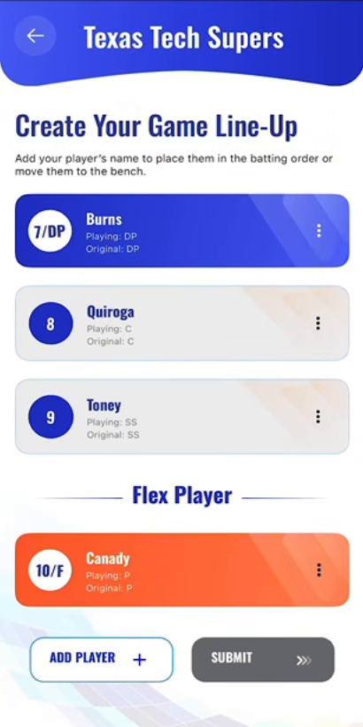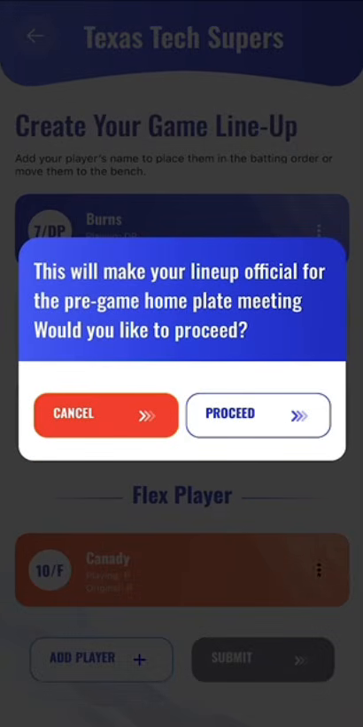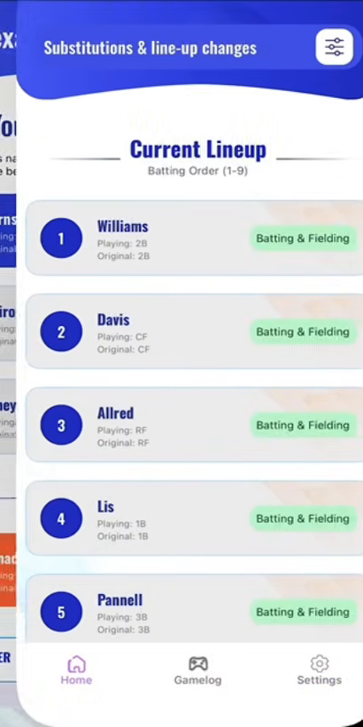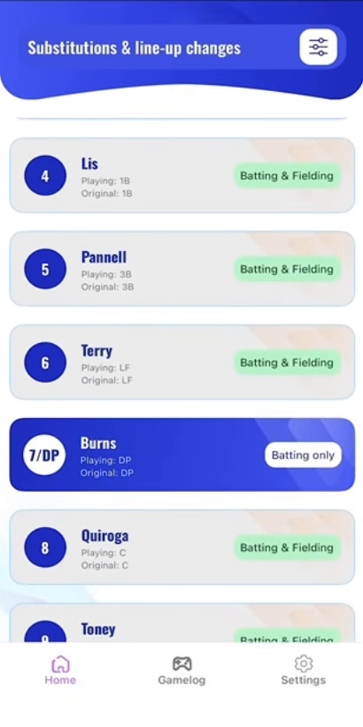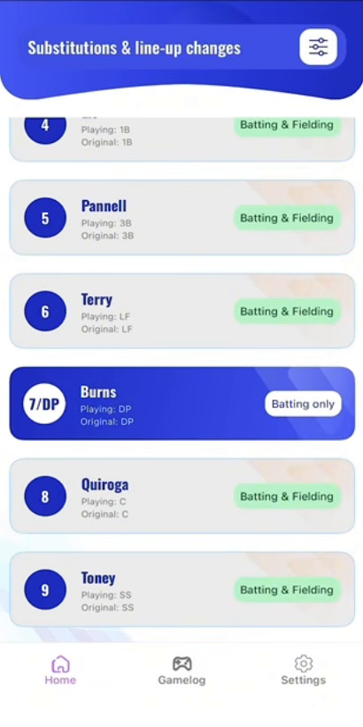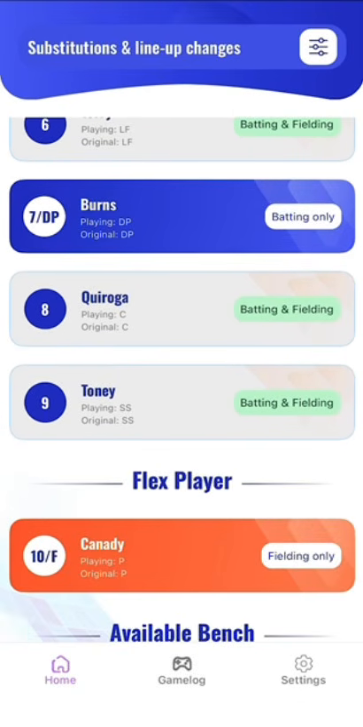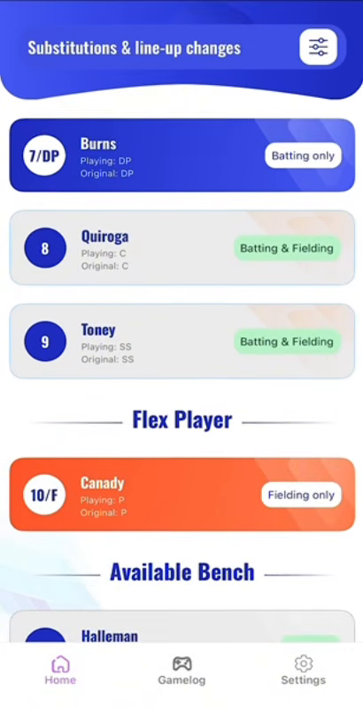So we're going to go ahead and submit this now. What this does is now everything has to follow the correct substitution logic. Before this, we can move players around willy-nilly however we want. But now that we proceed, the app is official, and we have to follow exactly how the lineup needs to go. So again, starting the game in left field and in relief pitching is going to be Terry. Burns at DP, those are the main ones to remember, and then obviously Canady starting in the circle.